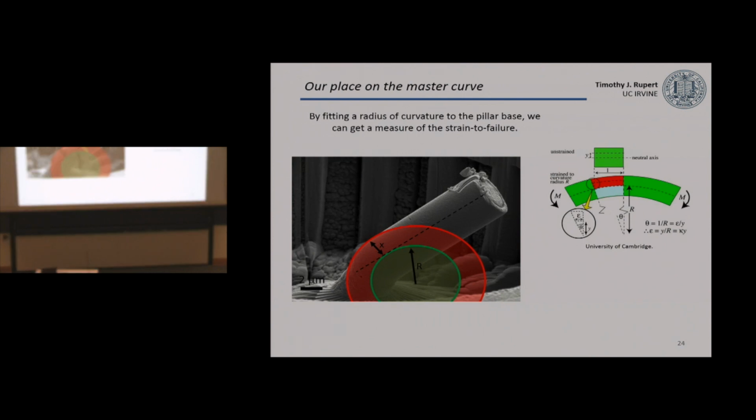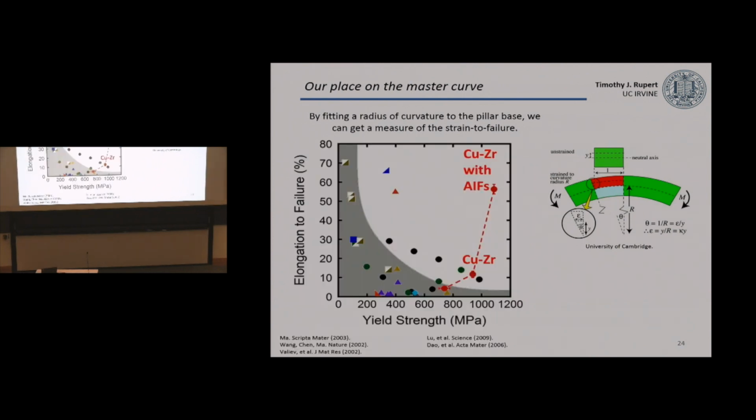And we can go and analyze these, estimate what our strain to failure is, and plot back on that master curve. So this is our pure copper, this is our copper zirconium, and our copper zirconium with amorphous intergranular films is the best one. So we're able to get high strength and reasonable ductility.